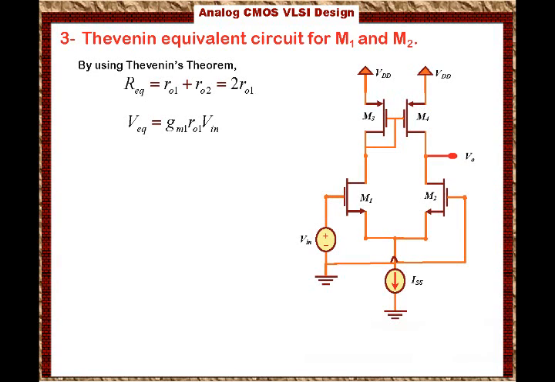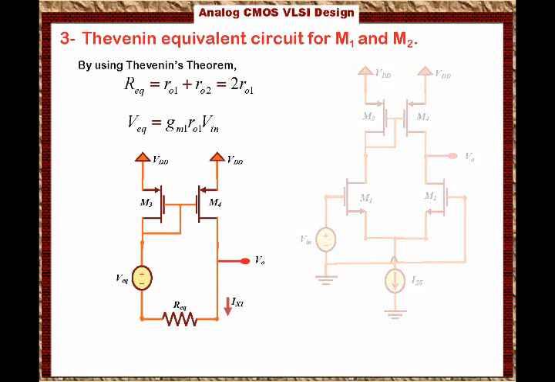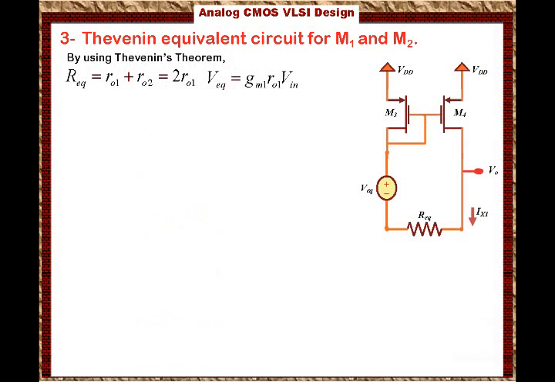So now we can redraw the circuit. We replace M1 and M2 with V equivalent in series with R equivalent, and then we have the top load, which is the two transistors M3 and M4. In order to find the gain, we will first solve for Ix1, which is the current flowing through our equivalent.